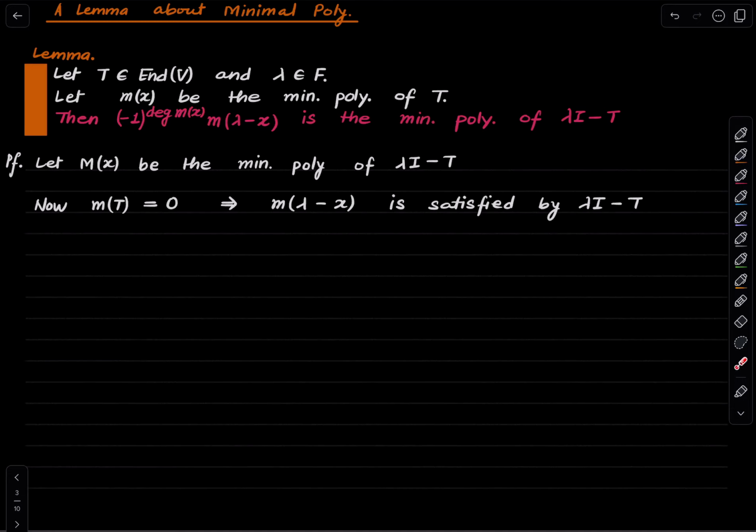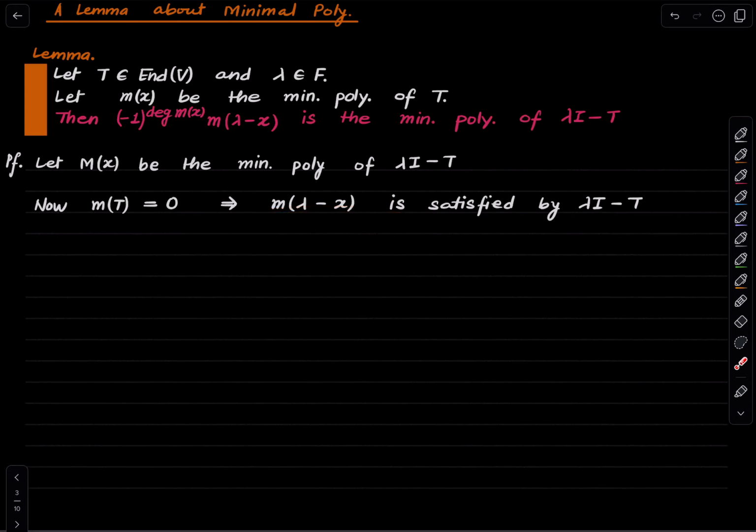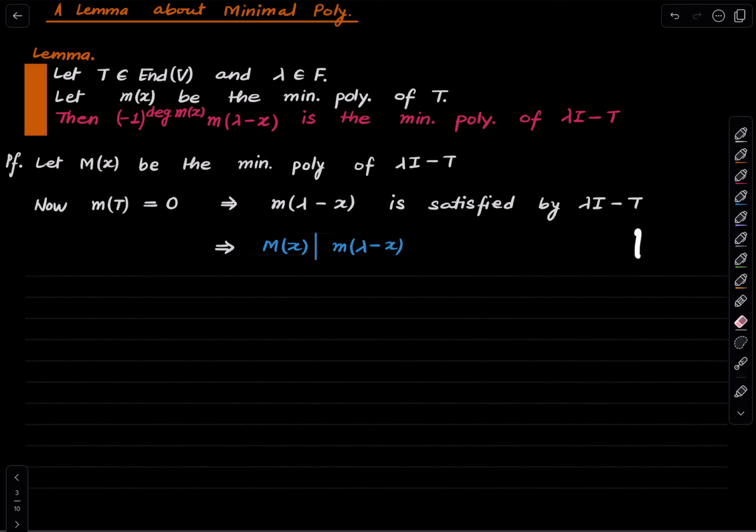And this is just a check. You substitute in place of x, you write lambda I minus T. What you get is m of that, but that is m of T, because these things cancel out and this minus becomes a plus. So this is m of T, and that's it. m of T is 0, and this is satisfied by that. So we have the simple deduction. And now this gives us that the minimal polynomial of lambda I minus T divides m of lambda minus x, right?